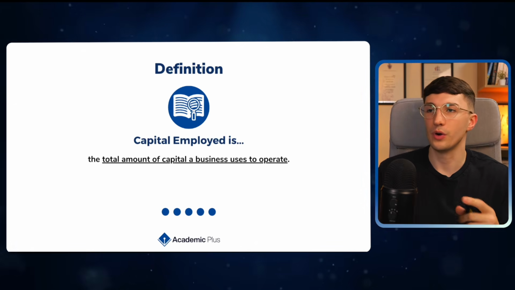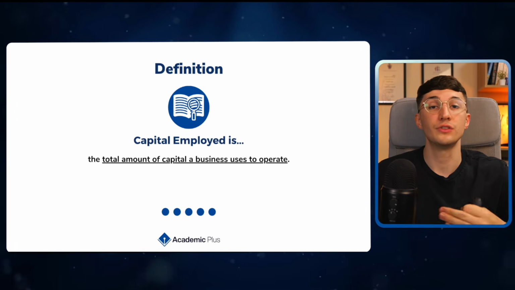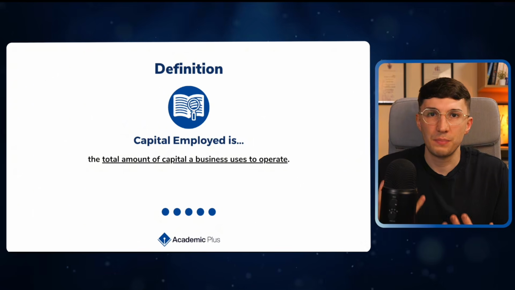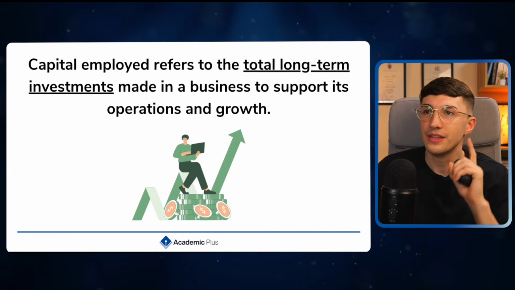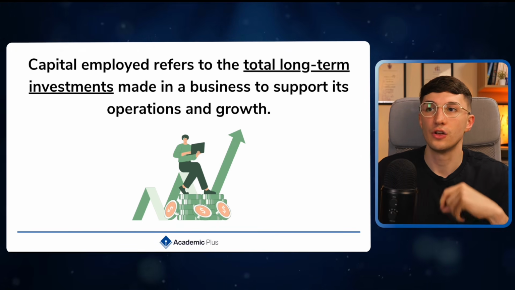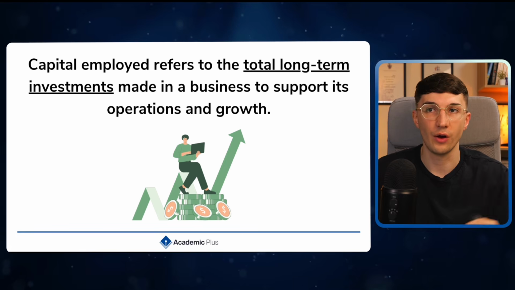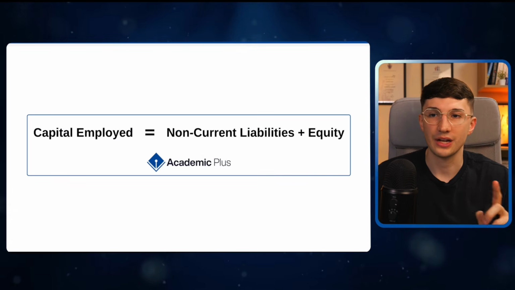And all capital employed is the total amount of capital a business uses to operate. So it's the capital the business will use for their long-term strategy about how they operate the business. And this refers to the long-term investments made in the business to support its operations and growth. Keyword, long-term investments. Now, how do we calculate capital employed?